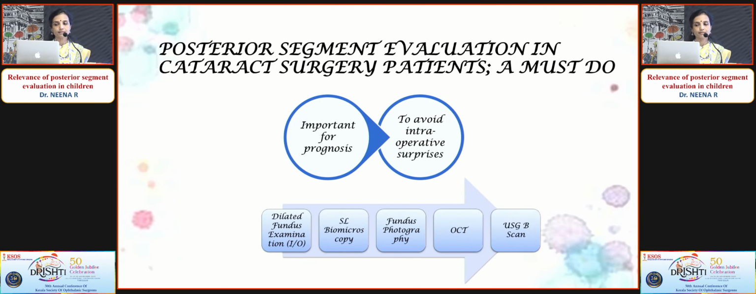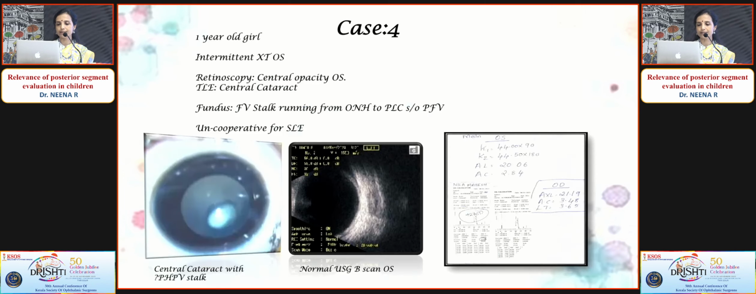So posterior segment evaluation in cataract surgery patients is a must because it is important not just for the prognosis, but you don't get any intraoperative surprises. So all the tests that I've described can be used, but a basic B scan definitely should be done in suspicious cases. So this was a 1-year-old girl with intermittent exotropia of the left eye.